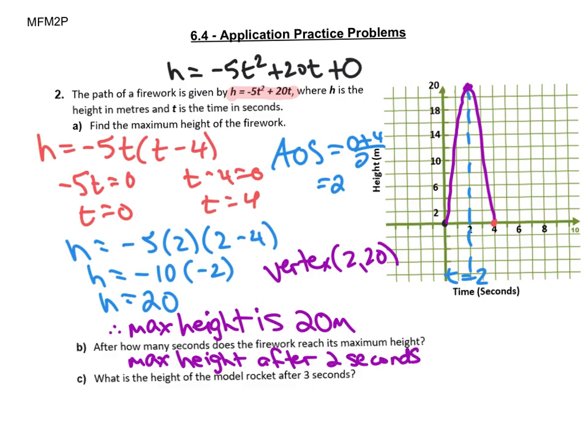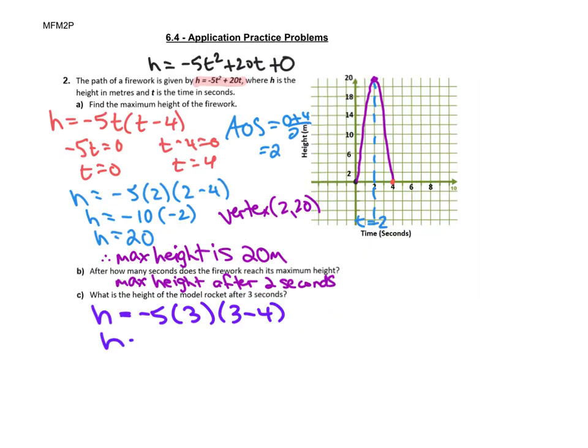Now, this is the first time we've seen one of these. It says, what is the height of the model rocket after 3 seconds? Well, it's just like saying, what is the height of the rocket at 3 seconds? So this time we're going to take the 3 seconds, substitute it into the equation, and solve for h at 3 seconds. So by solving for the height at 3 seconds, we find out that the height is 15 meters off the ground after 3 seconds.